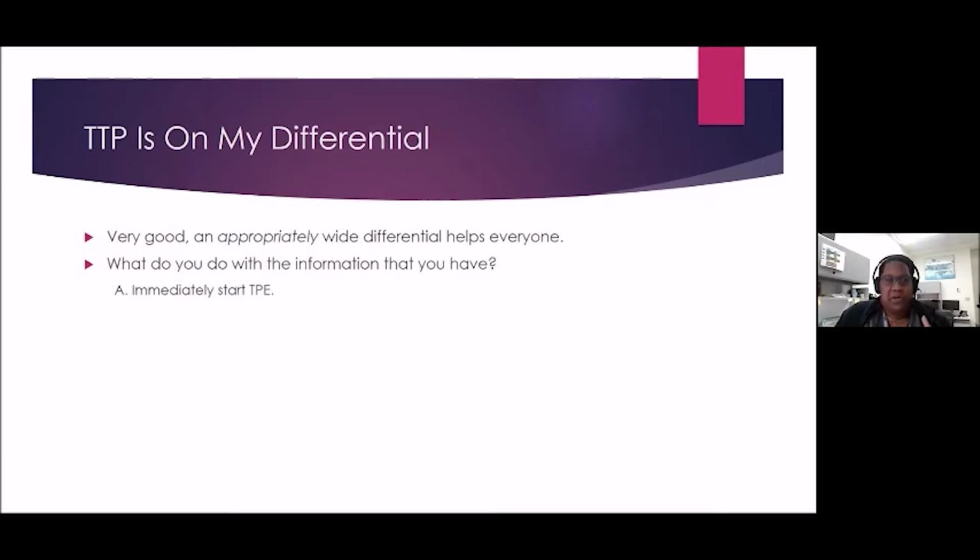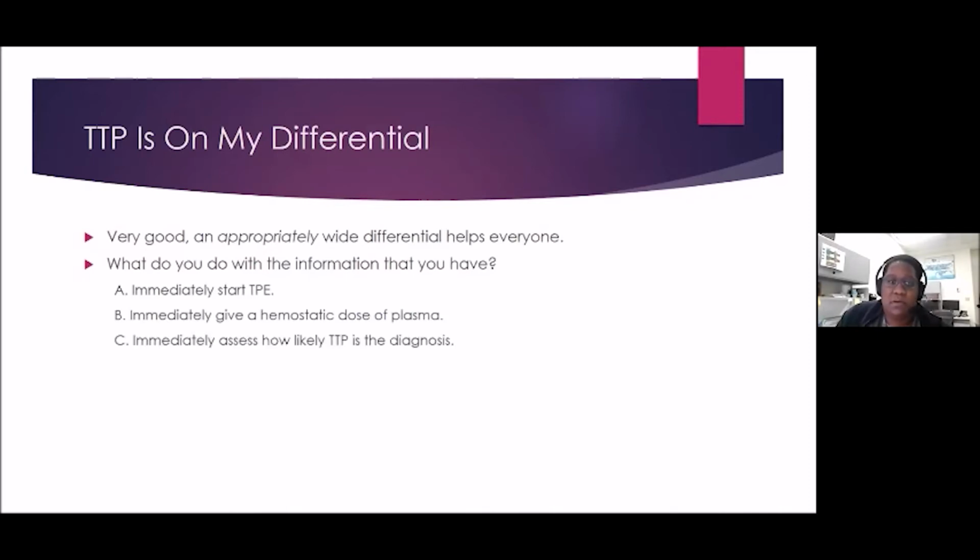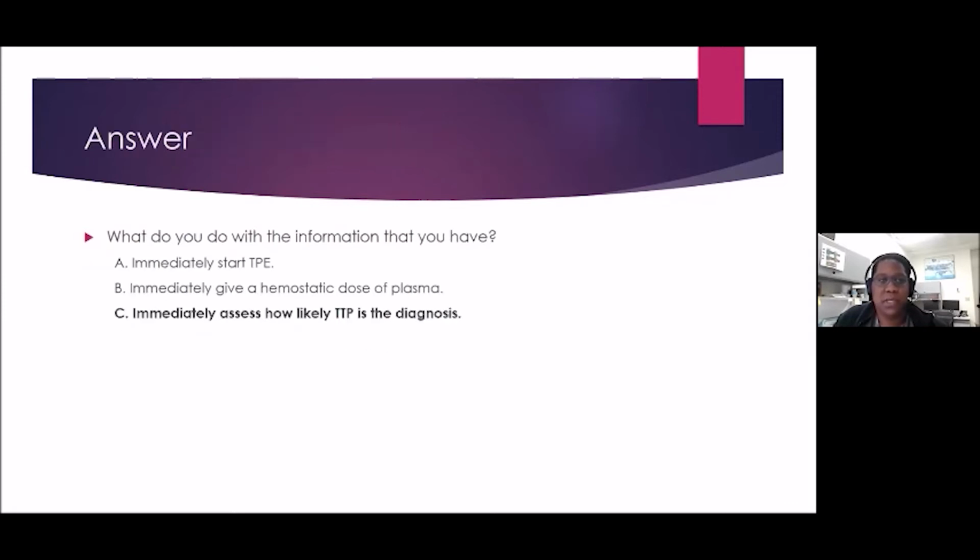Oh, I have a question here. So what do you do with the information you have? I almost sort of gave it away. A, immediately start TPE. B, immediately give a hemostatic dose of plasma. Or C, immediately assess how likely TTP is the diagnosis. And I know I can't interact with you, so I'm just going to go to the next slide.